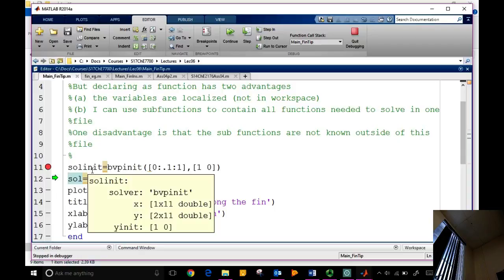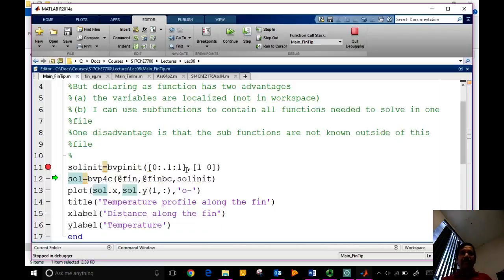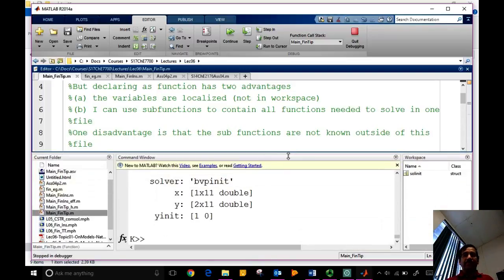So it's a way that with one variable, sol init, which is used in the next line, you can pass all this information to BVP4C. So it's called a structure. Are you guys familiar with that? Have you seen it before? Those that have seen MATLAB, you would have seen that, right?